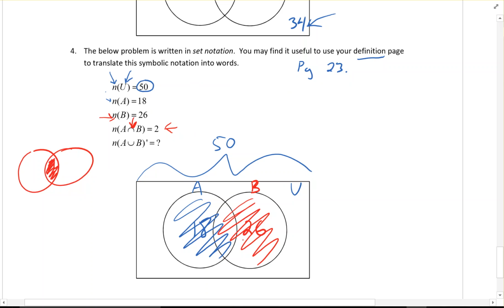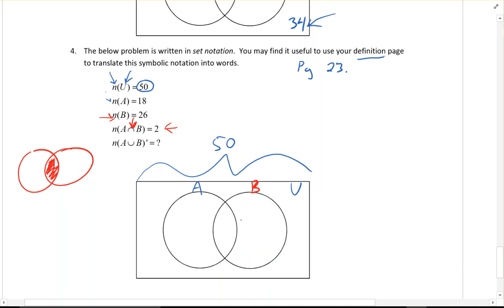If I want to start figuring this out, let's figure out what's actually in here. I'll erase these lines for a minute, since I know what those are. I know in the middle we've got 2. If I go 18 minus 2, that's 16 on this side. B has 26 in that whole thing, so 26 minus 2 gives me 24 on that side. Now we've figured it all out.